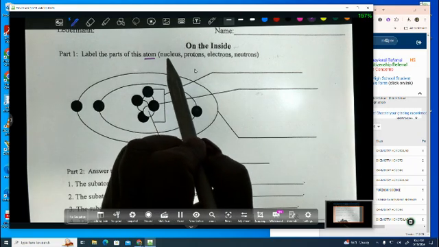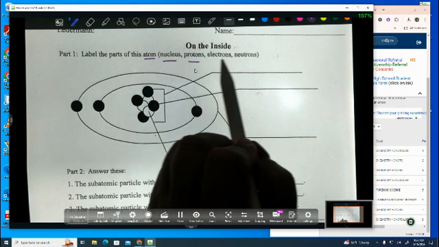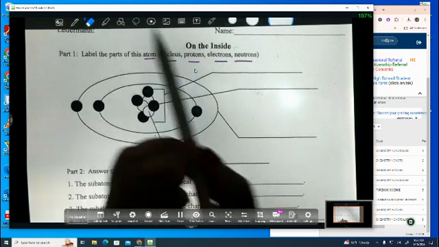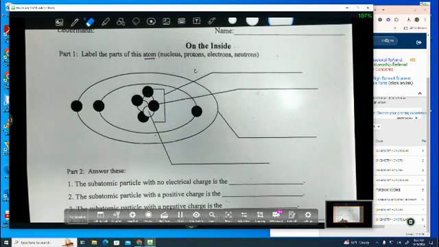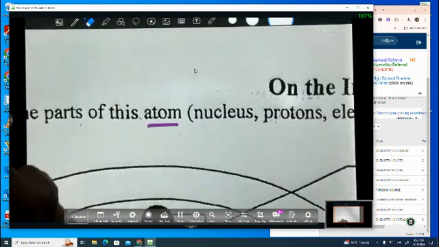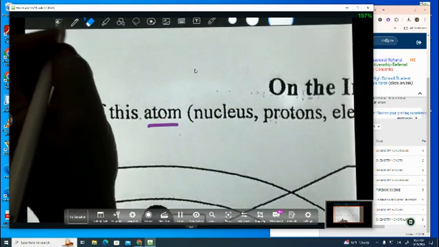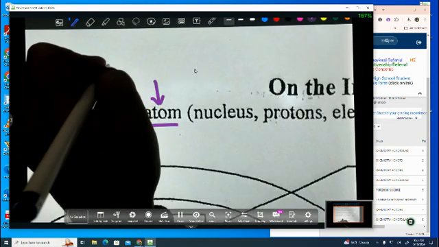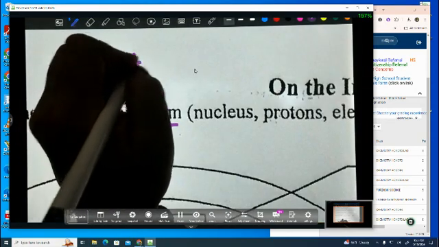Okay, it's okay not to know. Nucleus, protons, electrons, and neutrons. So we know that it's an atom and it has these things in it. What do we know about the vocabulary word atom? It is neutral. So right at the top of your paper, if you don't know this, it's okay not to know it, but I want you to write it down. I want you to write down this is neutral.